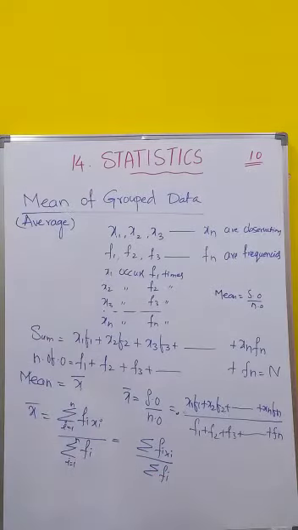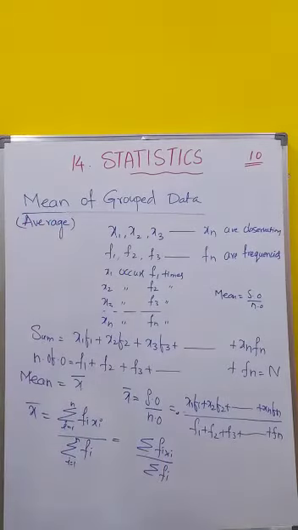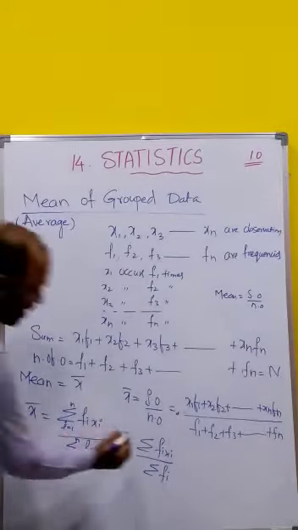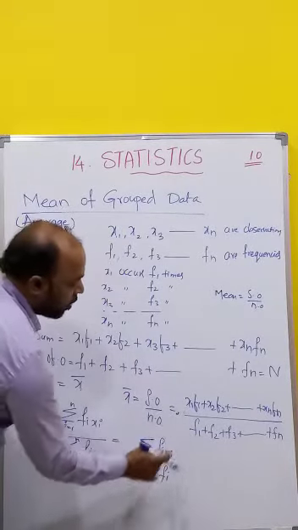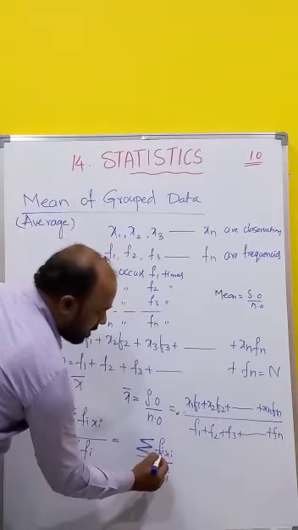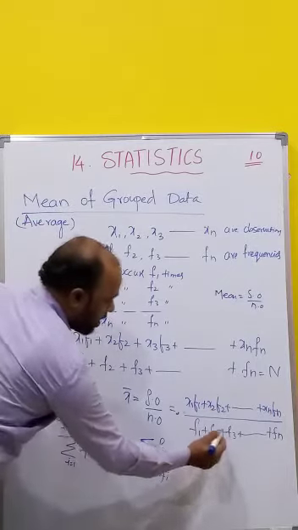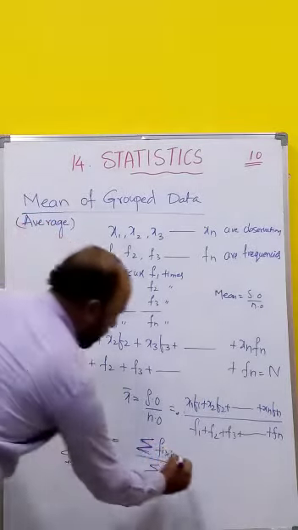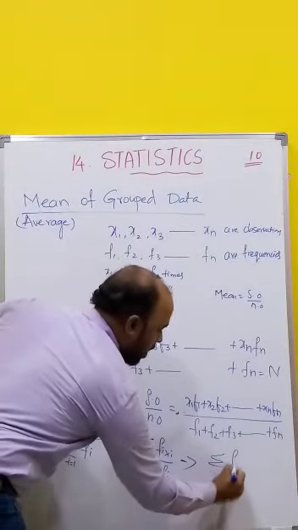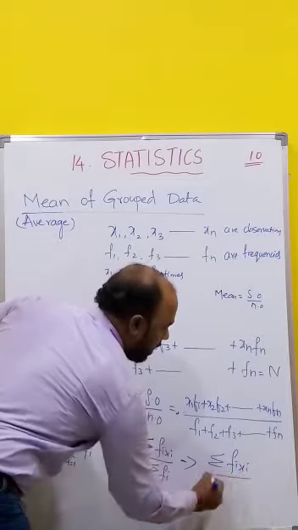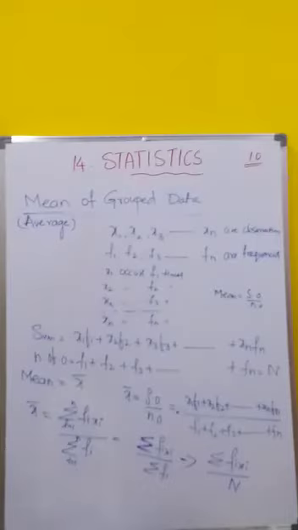This is the mean of a grouped data formula: sigma fi xi by sigma fi. Remember, children, this is the Greek letter sigma, which means summation, the sum of the terms. Sigma fi xi over all terms, and the denominator sigma fi, that is f1 plus f2 plus f3. We can also write it in the form of n, the number of terms: sigma fi xi by n. N is nothing but again sigma fi.